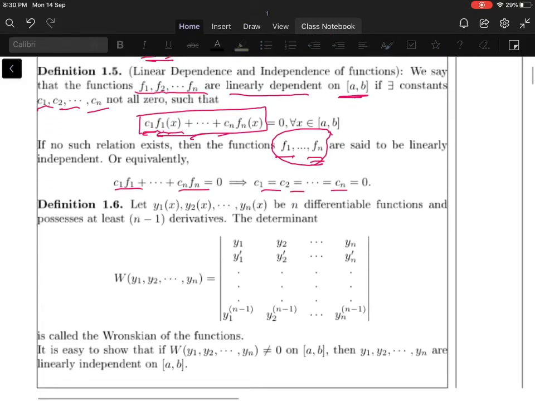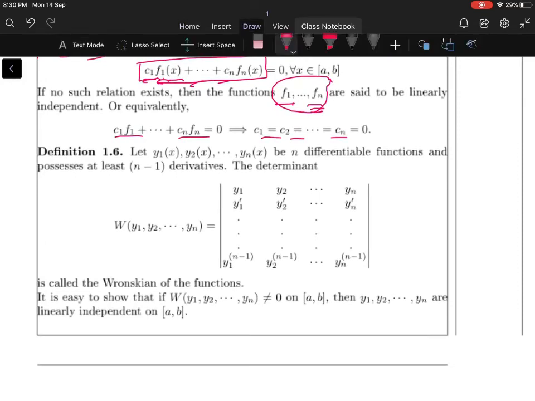Otherwise, there is another way to define whether the functions are linearly dependent or independent. Let me write it here; this is a good definition. Let y1 of x, y1 meaning f1, y2 of x, etc., yn of x be n differentiable functions and possess at least n minus 1 derivatives. So at least how many times should the derivative exist? N minus 1 times.